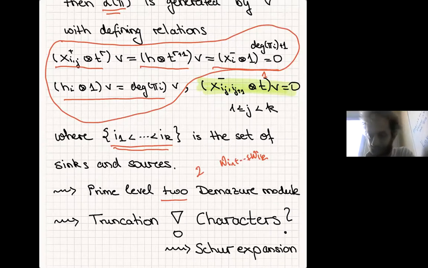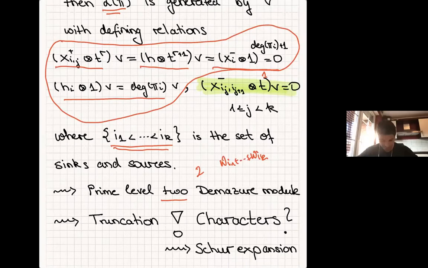What do you mean by level 2? I mean, there's no central element here at all. What does level 2 mean? Yeah, what I mean by level 2 is this.